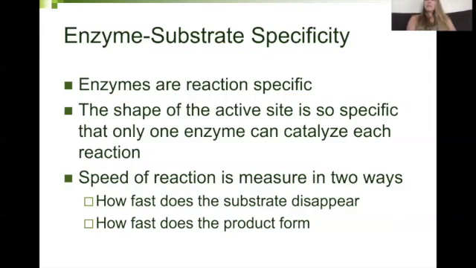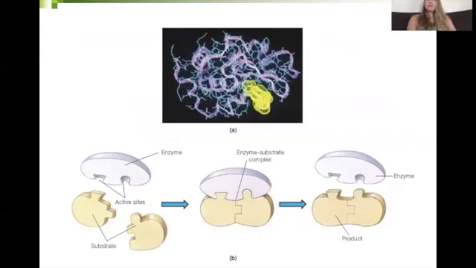We measure the speed of an enzyme reaction in two ways. We can measure how fast does the substrate disappear and how fast does the product appear. So how quick are we using up the substrate or the reactants, and how fast are we getting the product on the back end? So here we go. This is what your protein looks like, what your enzyme looks like. And as it has folded and combined in that quaternary phase, it makes a spot for your substrate to lock into it.